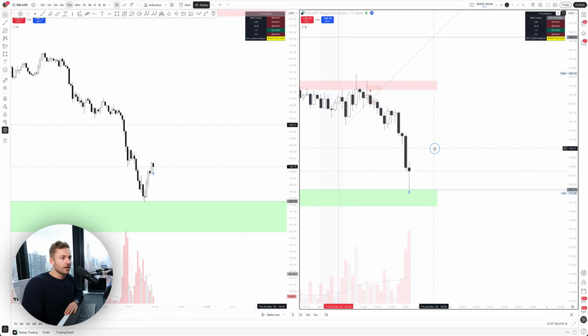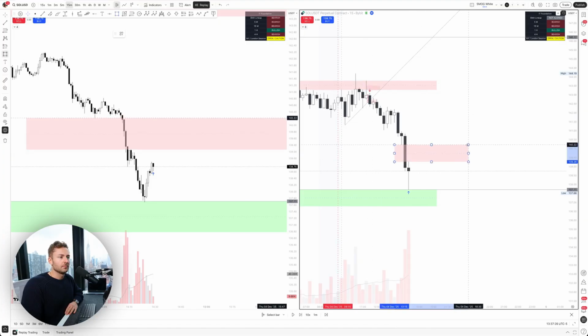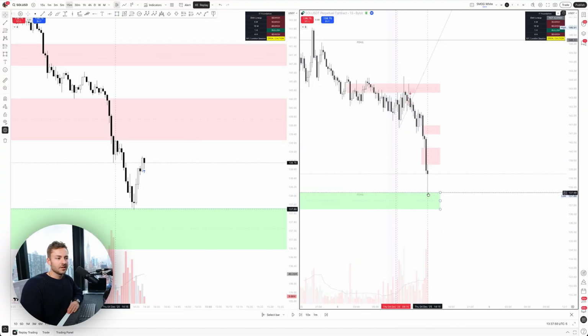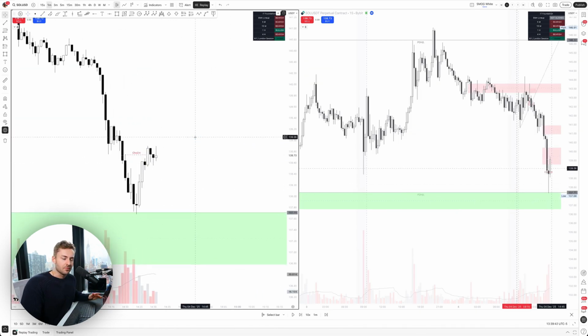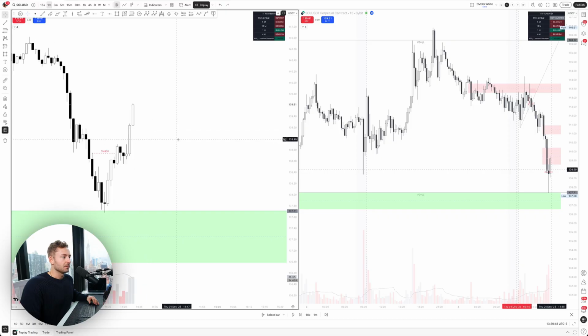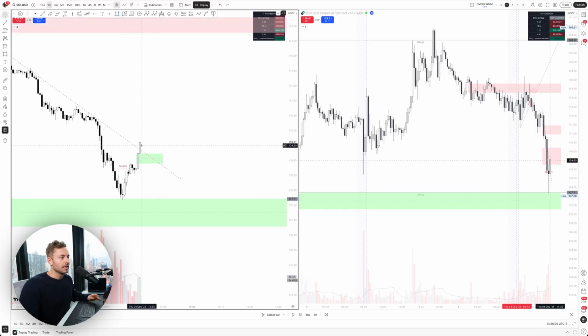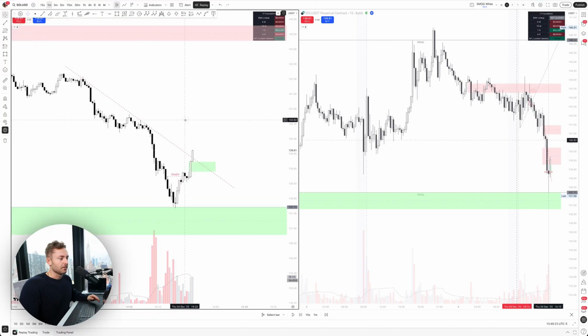So now we have new fair value gaps on our chart. So we have this one, we have this one, and we have our previous day low fully rejected off of. So you can see we have a change of character right here after a big rejection off of that previous day low, a big displacement candle with a large fair value gap left over right here. We also have a clean candle close outside of this temporary downtrend here.